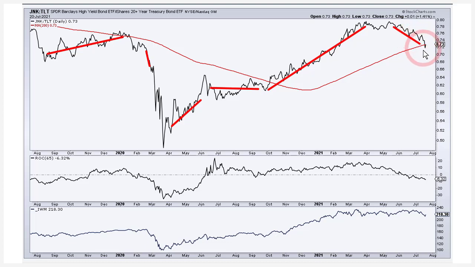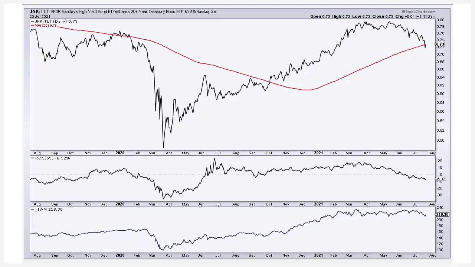And this ratio broke below its 200-day moving average for the first time since October. Now, in the lower indicator window, I've got the 65-period rate of change for this ratio, and it's at minus 6.3%. So you can see that junk bonds have been underperforming treasuries for over a month now, and that shows some risk aversion in the marketplace right now.